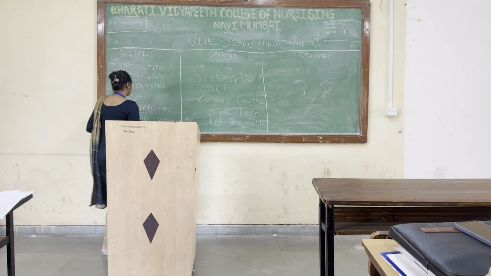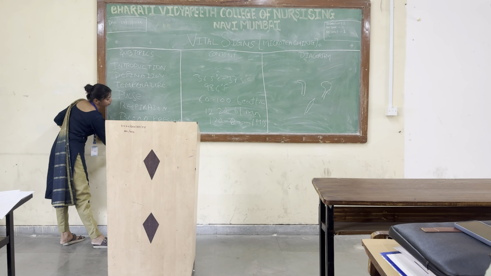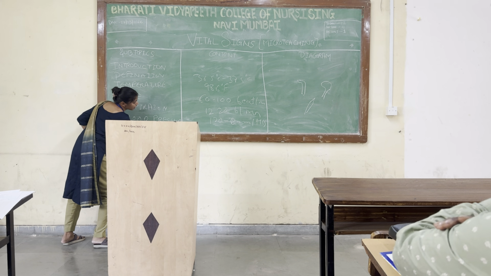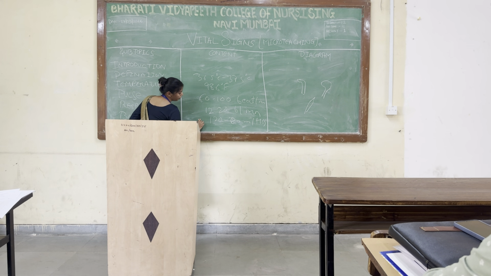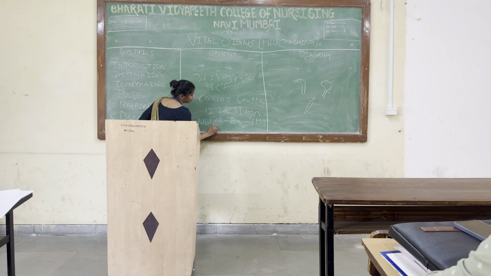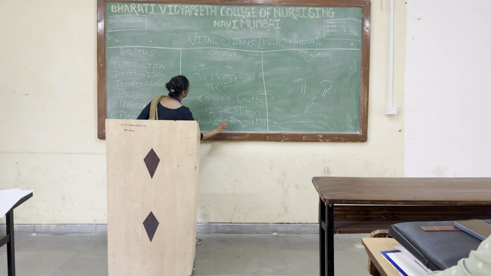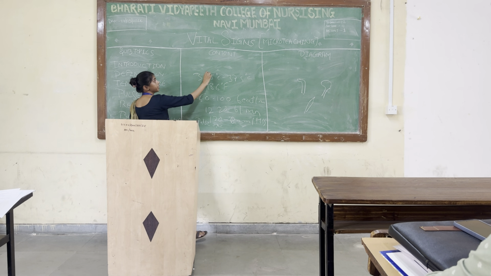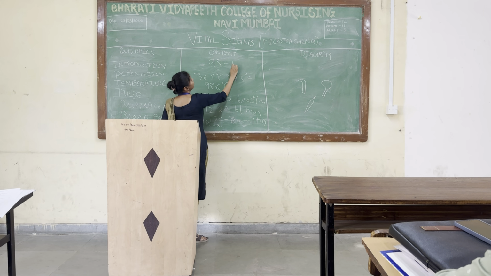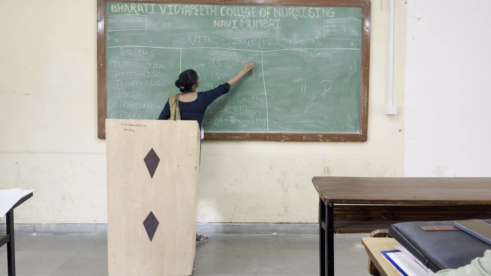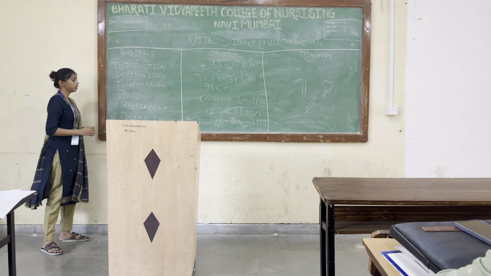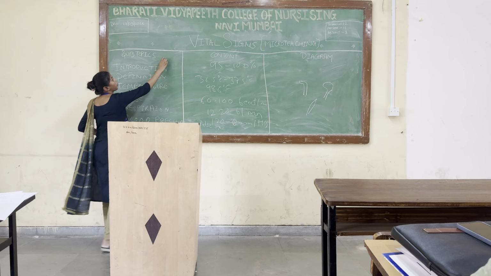And the last one is oxygen saturation. Oxygen saturation is measured through the pulse oximeter. Okay. Normal oxygen saturation level is 95 to 100%. Okay. And the last one is the pain.